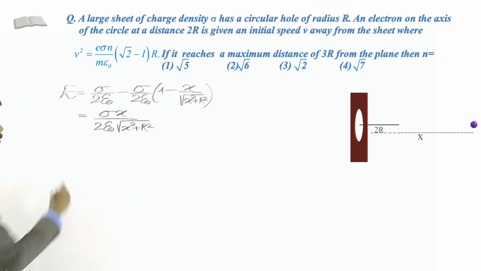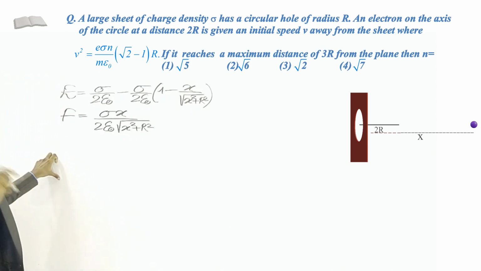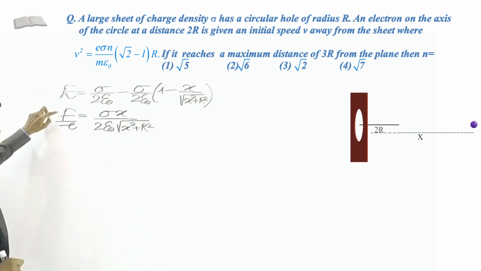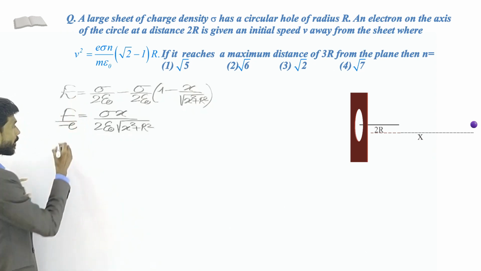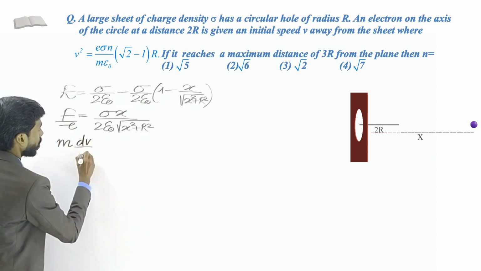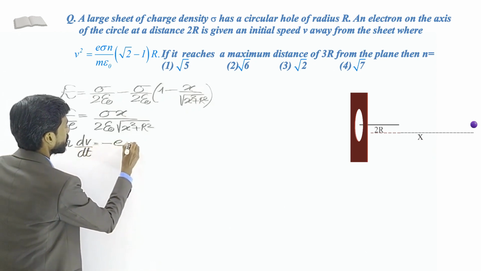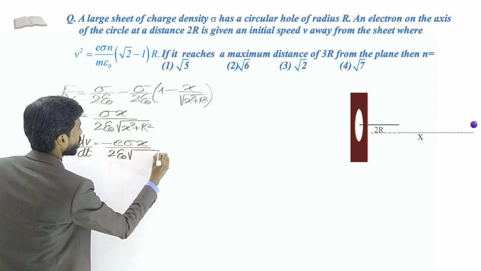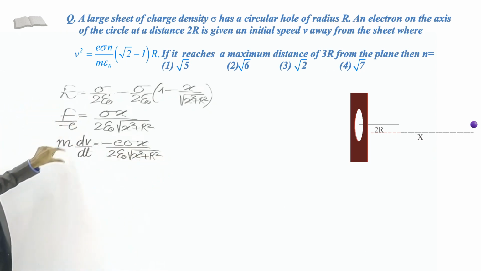But what is electric field? It is the force divided by the charge. The charge here is the charge of an electron, which is minus e. So force divided by the charge is the electric field. Now, what is this force? Force can be written as mass times the acceleration. But what is acceleration? The rate of change of velocity, dv by dt. So, cross multiplying, it is minus e sigma x divided by 2 epsilon 0 times the square root of x squared plus r squared. So the force is written as mass times the acceleration.